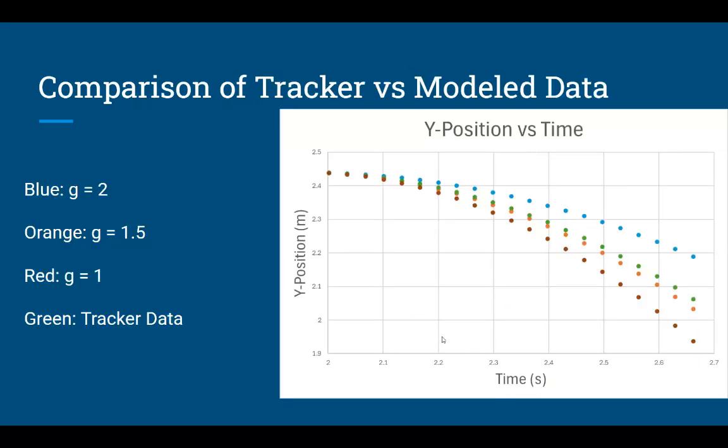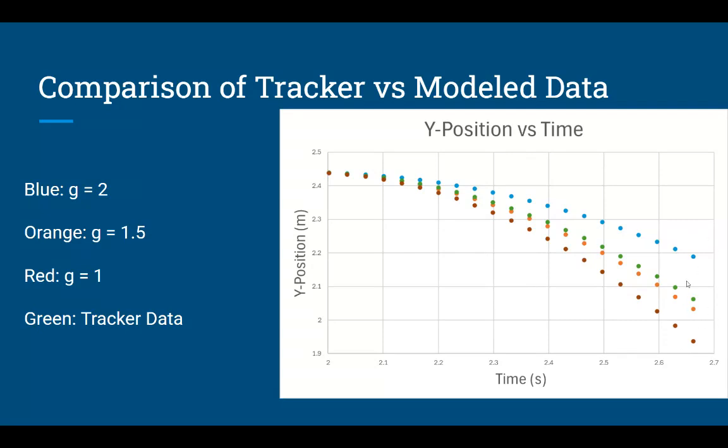When we take our data from the model and the Tracker, we see that the blue, orange, and red are all from the model, and then green is from the Tracker data. So you see we have these different values. We know blue is 2 and red is 1, so the Tracker data is not really close to the red. Orange is 1.5, and blue is 2. And the real data is in between those two numbers.